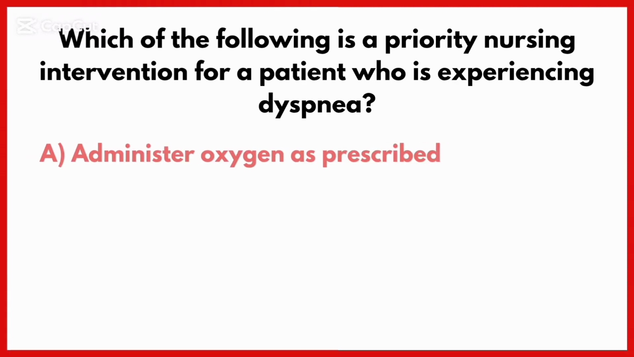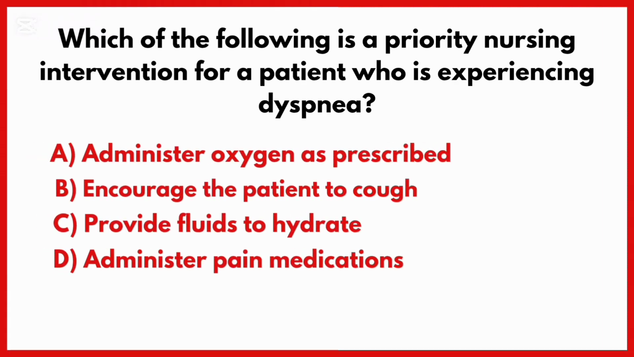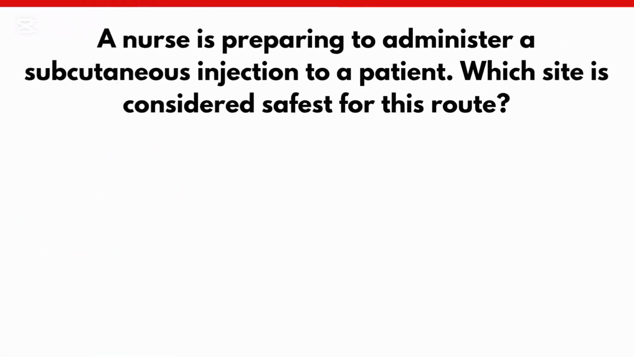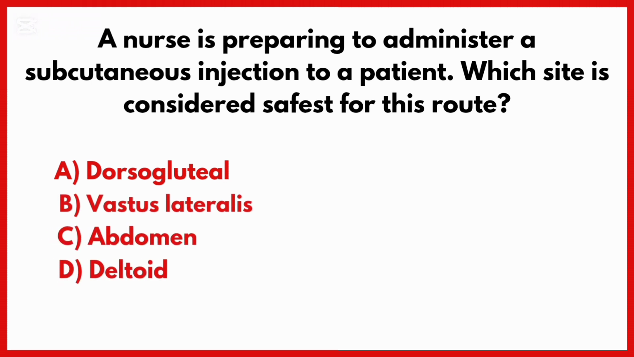Which of the following is a priority nursing intervention for a patient who is experiencing dyspnea? Correct answer is option A. Administer oxygen as prescribed. A nurse is preparing to administer a subcutaneous injection to a patient. Which site is considered safest for this route? Correct answer is option C.